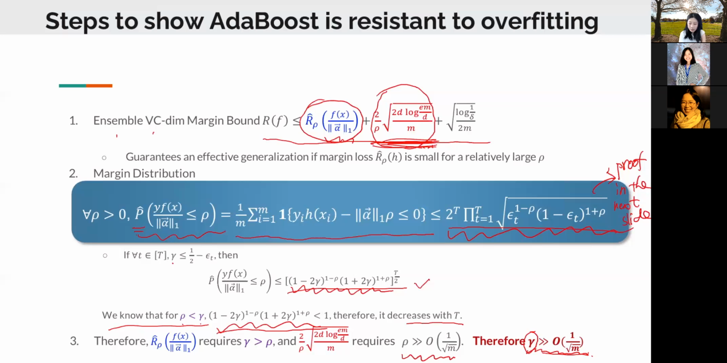As long as you have that, if you wanted to prove that AdaBoost is resistant to overfitting, you basically wanted to say that the upper bound could be made very small. How do you do that? You first want to make sure that the blue term is very small. How do you do that? Basically, the second step, margin distribution.